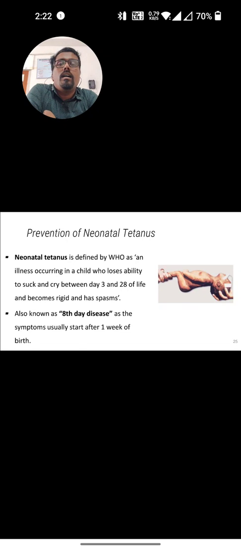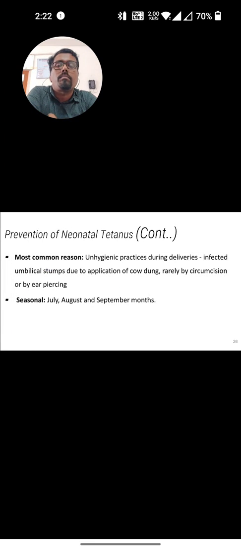In the last part, the prevention of neonatal tetanus. Neonatal tetanus is defined by the WHO as an illness occurring in a child who loses the ability to suck and cry between day 3 and 28 days of life and becomes rigid and has spasms. It is also known as 8-day disease, as the symptoms usually start after the first week of birth.